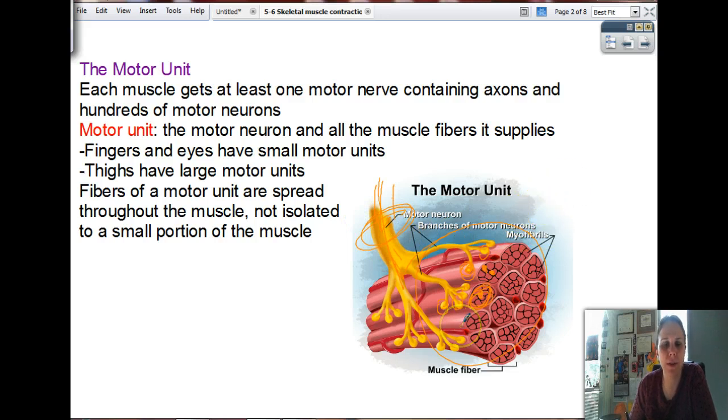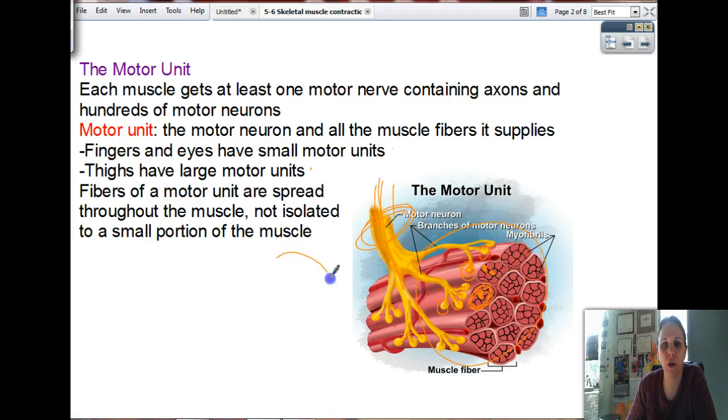Now your muscle cells, depending on what their job is, will have big ones or small ones. So like your eyeballs, which barely have any muscles that have to move at all, they have very small motor units. So they don't have a whole lot of cells affected by them. But your thigh, because there's lots of muscle there, has very large motor units. The fibers of a motor unit are spread throughout the muscle, not isolated to a small portion.